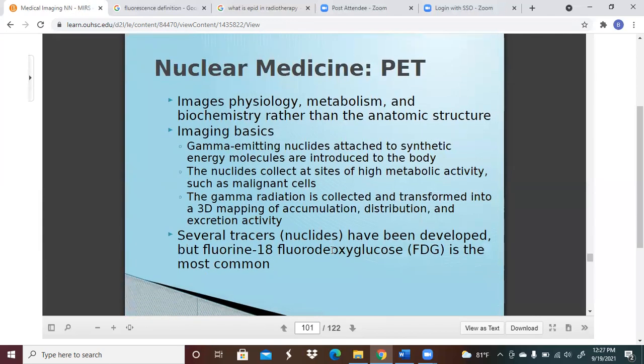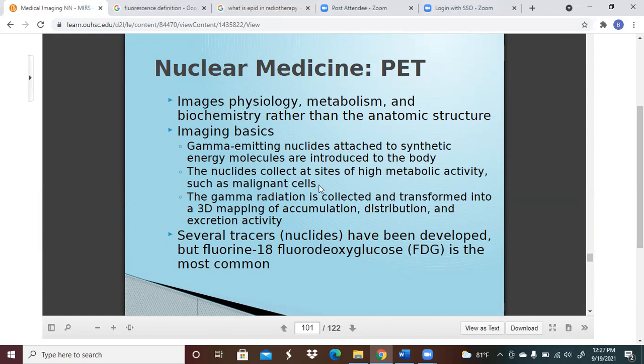Nuclear medicine, or PET, images physiology, metabolism, and biochemistry rather than the anatomic structure. So basically, you've got a gamma emitting nuclide that's attached to a synthetic energy molecule. You know, usually it's the fluorine 18, the fluorodeoxyglucose, FDG. So you put that into the body. I've had one of those done on me. It's not a lot of fun, but you get a lot of information out of it you wouldn't ordinarily get.